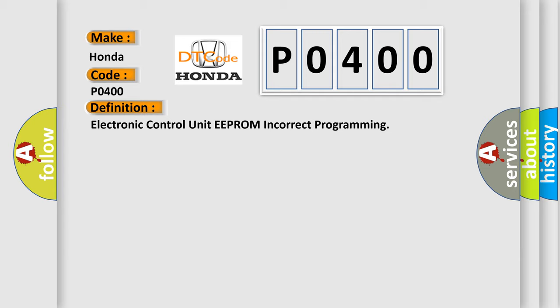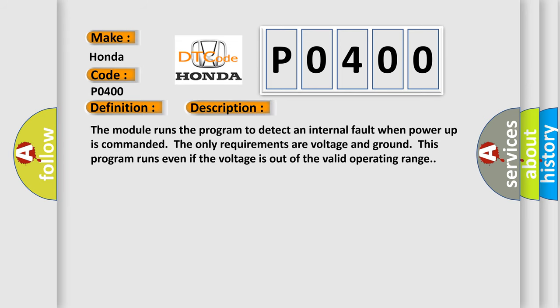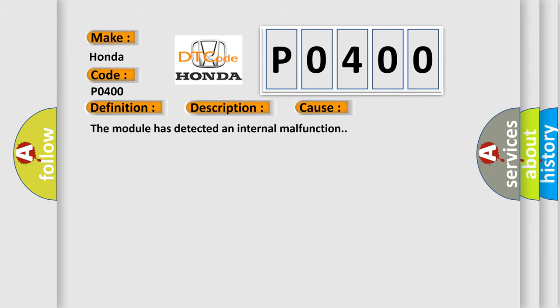And now this is a short description of this DTC code. The module runs the program to detect an internal fault when power up is commanded. The only requirements are voltage and ground. This program runs even if the voltage is out of the valid operating range. This diagnostic error occurs most often in these cases: the module has detected an internal malfunction.